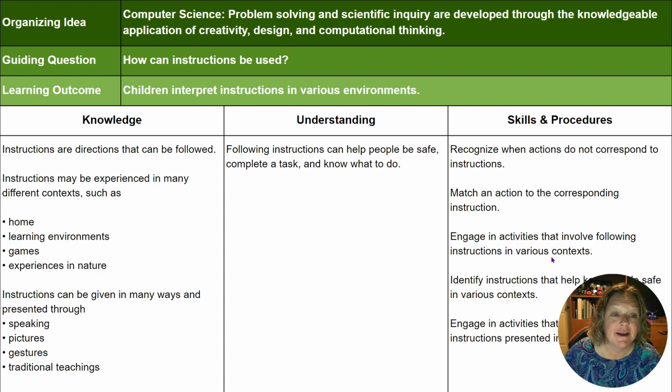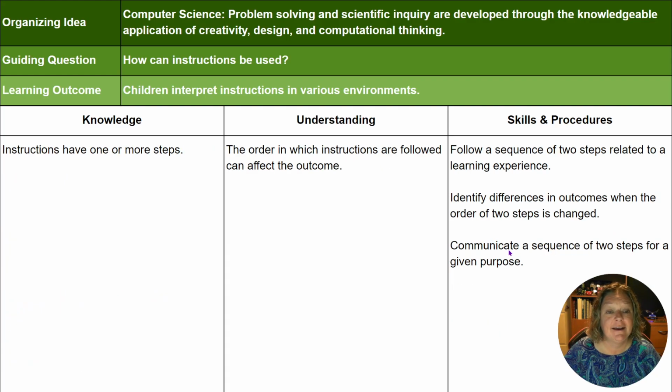So we have the two understandings. Following instructions, we recognize it can help people be safe and get things done. And we also recognize that the order that instructions are followed changes the outcome. And those are the big understandings that your kindergarten kids need to know about computer science. And there are some really fun ways that you can connect this into your Earth Systems Unit 2.